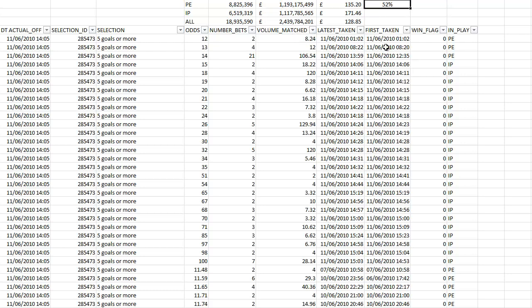But basically, if we add those two and divide that by that plus that, you can see 52%. So 52% of volume was matched before the off, and the rest was in play. So interesting. And obviously the numbers are pretty large as well. So I'm very interested to see how the numbers stack up this year. I'm going to keep a close eye on that.